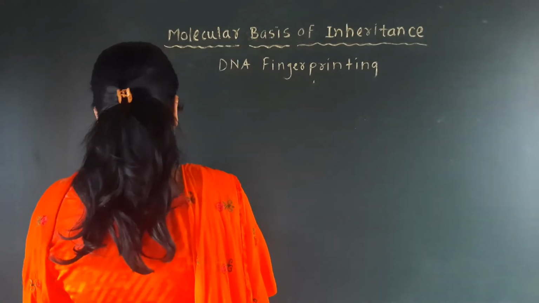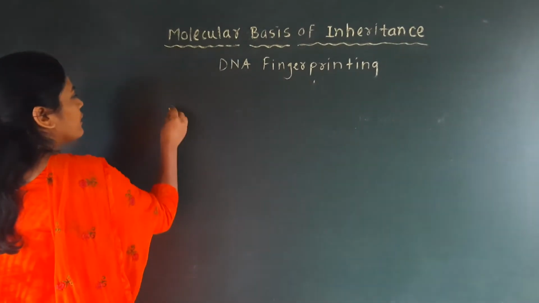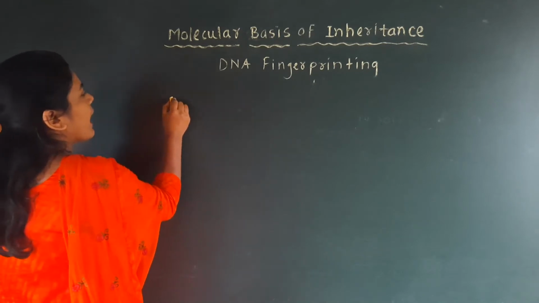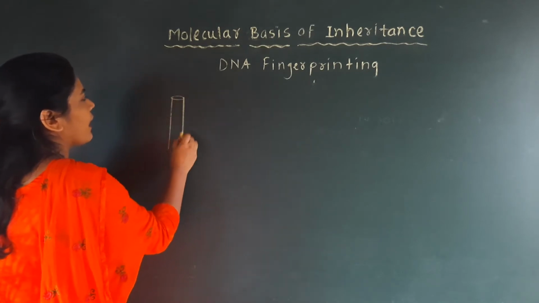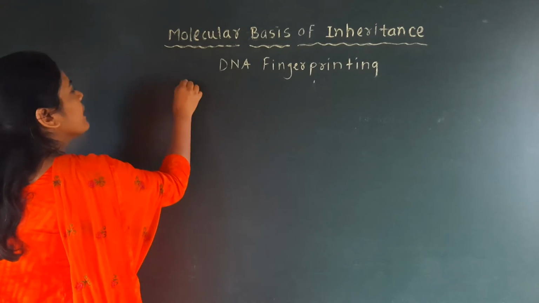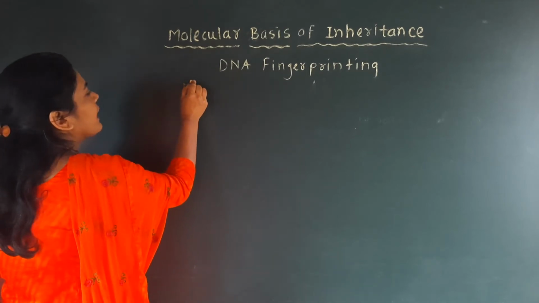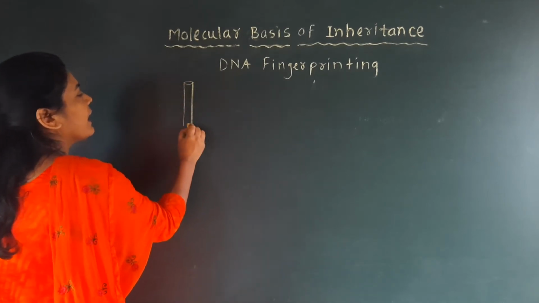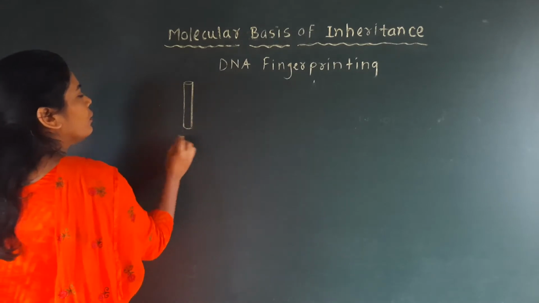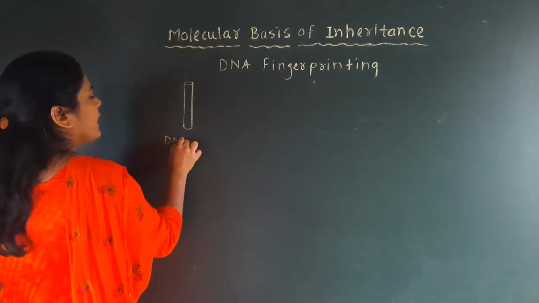What is given here? See here, first there is one test tube shown, and in this test tube there is the DNA sample. We have seen that DNA can be collected from various sources, so it is nothing but the DNA sample.